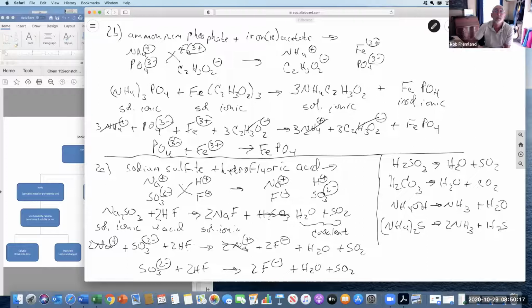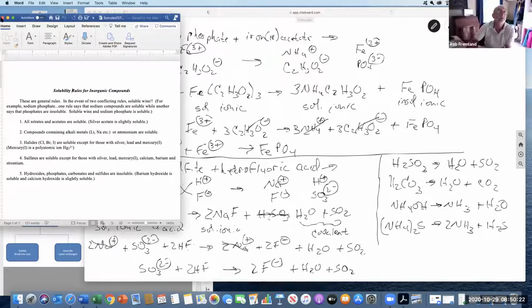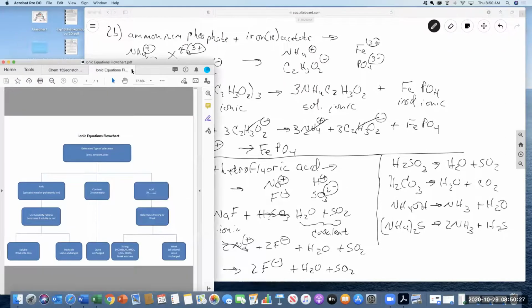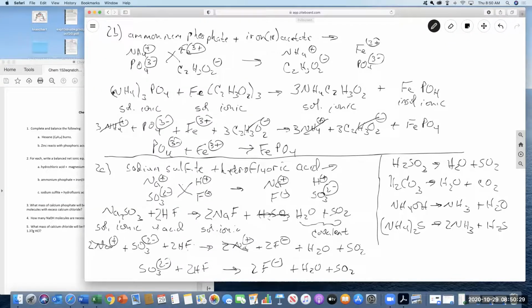Well, I'm going to erase the board here. I'm going to close this, we don't need this open anymore. And we don't need this open anymore. I actually have a question. Okay, go ahead. It's regarding the 2B, if I wanted to put in the states of matter, for the iron 3, what is it? Iron 3 acetate, that's aqueous. When I write the net ionic at the end, would it go back to being a solid?